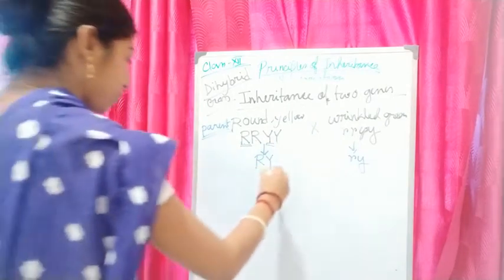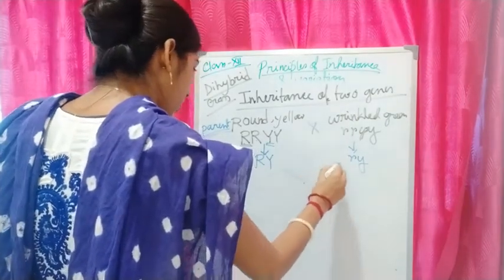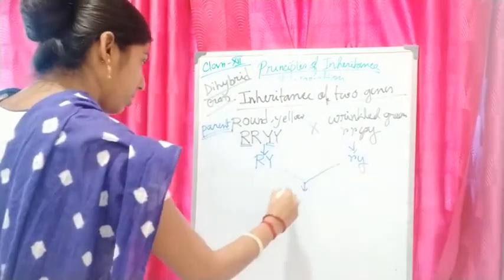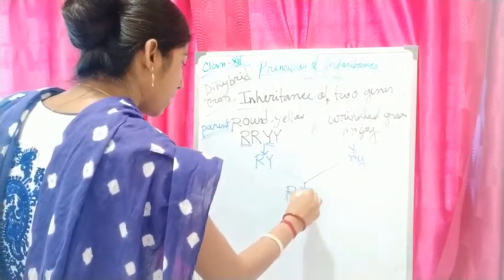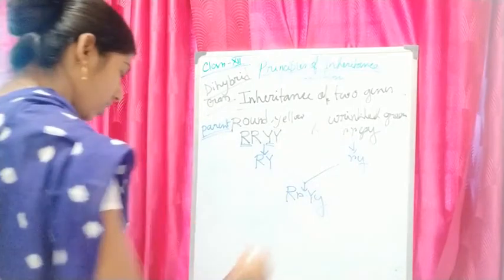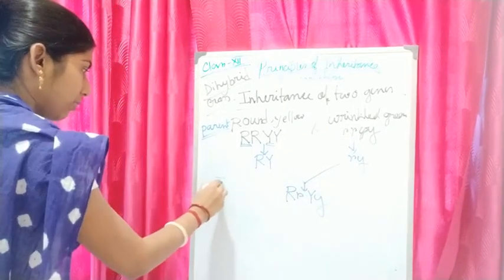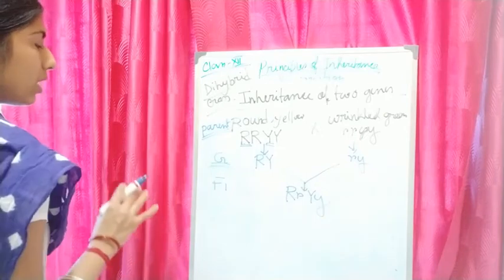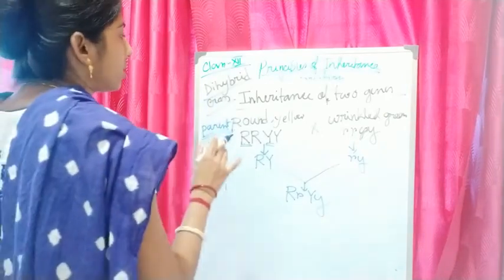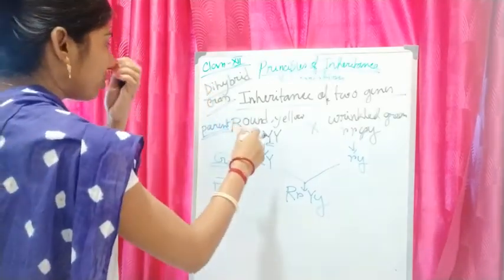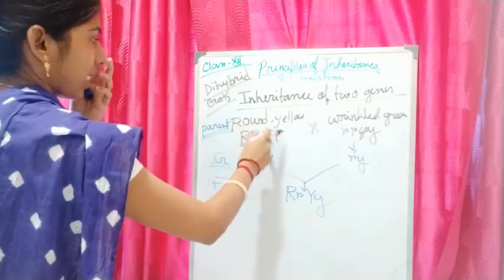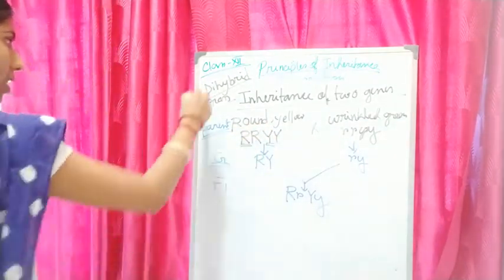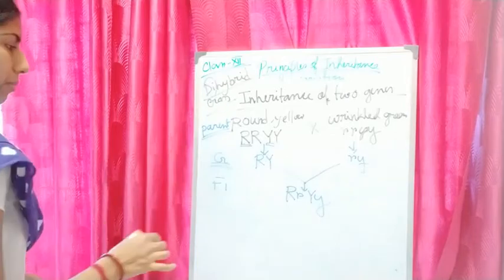Now in the F1 generation, what will we get? In the F1 generation, we will get capital R, small r, capital Y, small y. Okay, so it is the F1 generation. That one is the gamete. It is the same as the monohybrid cross, but what is the difference? In the dihybrid cross we are taking two characteristics. Okay, that's why its name is dihybrid.